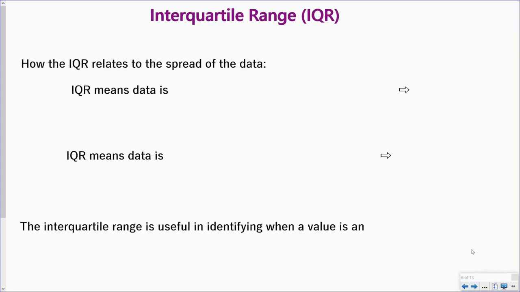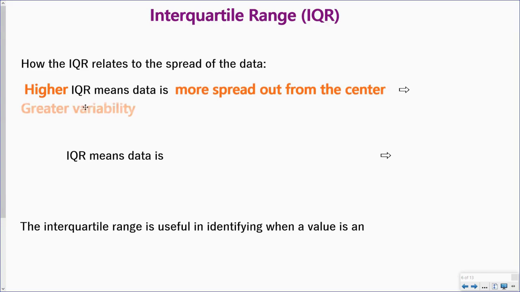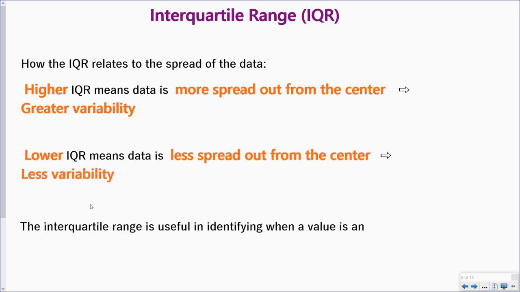A little bit more about the interquartile range is how the IQR relates to the spread of the data. The higher the IQR, the more spread out the data is from the center, so it has greater variability. A lower IQR means the data is less spread out from the center, and there is less variability. The interquartile range is also useful in identifying outliers in our data.